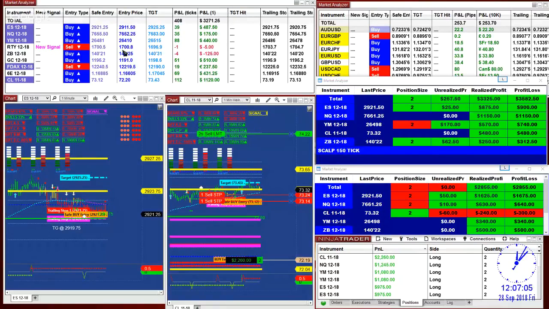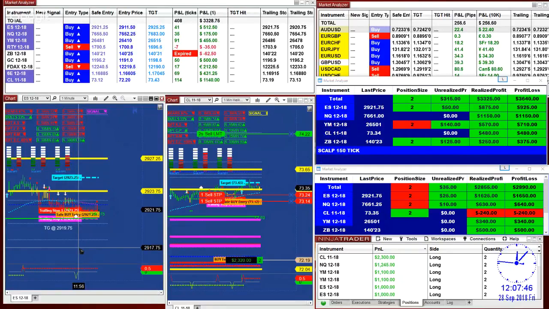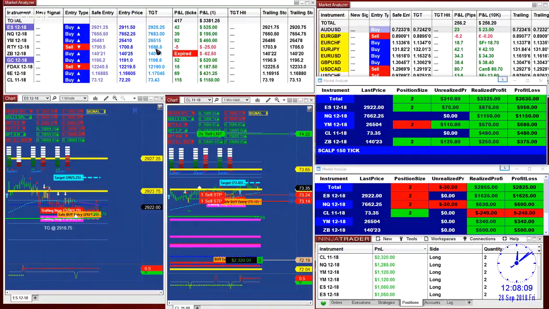We have a new signal on the Russell. Entry price 1700. Target 96.9. This is a new signal on the Russell. And we're about to have a new signal on the ES. And NASDAQ is still a little bit up, and YM is still a little bit up. So the only one we have is the Russell entry, sell at 17.8, target 96.6.